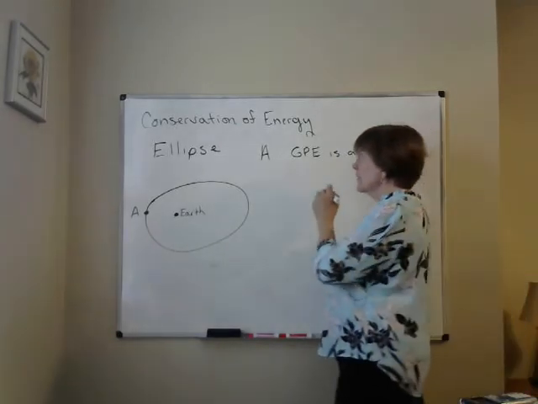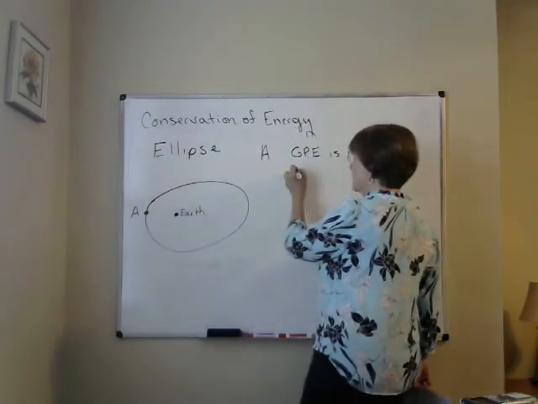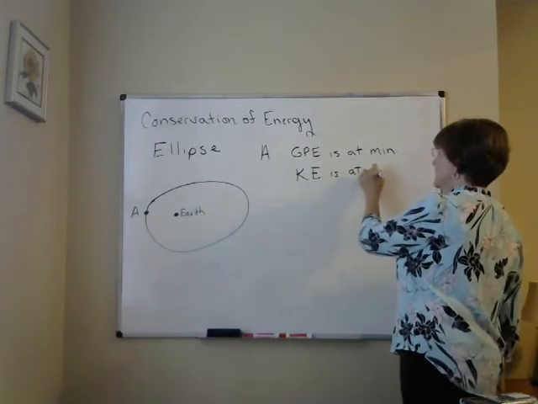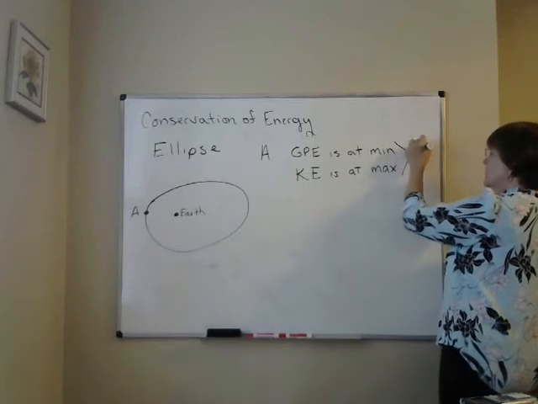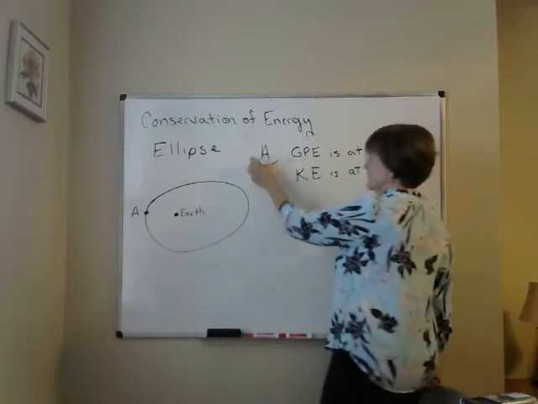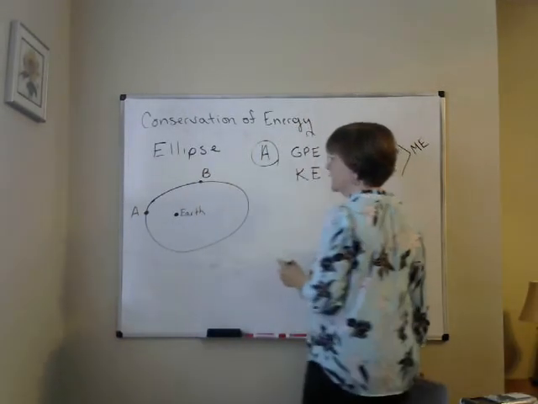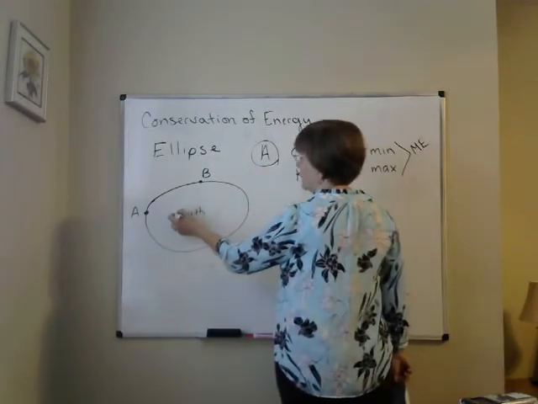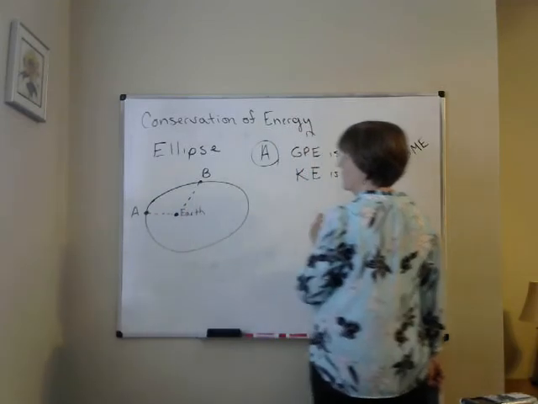However, when we're closest, that's when we're going faster. The kinetic energy is at its maximum value. Those two add up to give you the mechanical energy. So that's at point A. Let's go to point B. What happens? Well, since we are farther from the Earth, notice our distance has increased. We were this far. Now we're this far.